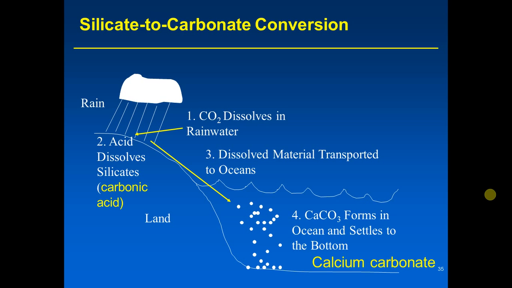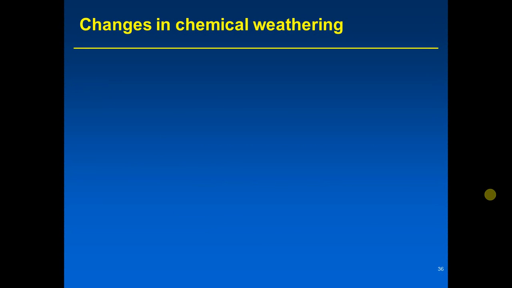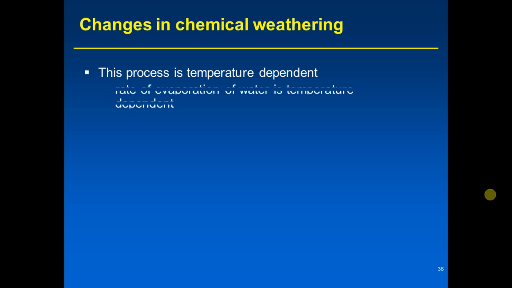Now, chemical weathering may be changing, or in fact, there's evidence that it is changing because of global warming. Let's talk about it. And by the way, we're going to be talking about a feedback, and this would be a great example to include if you haven't done your activity 6 yet, or if you're still working on that. So, chemical weathering is temperature dependent. The rate of chemical weathering is temperature dependent. Why? Well, the rate of evaporation of water is temperature dependent. Okay?